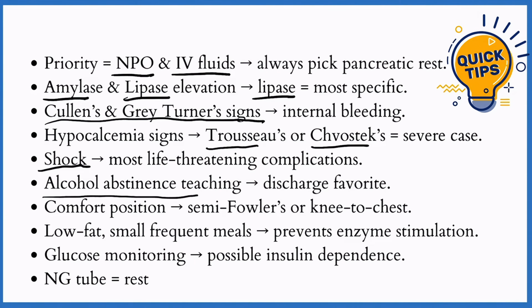You want to educate your patient, no alcohol, because we know that that can damage the pancreas more. The comfort position is semi-Fowler's position or the knee to chest position. And then encourage your patient to have that low-fat, frequent, small meals to prevent these enzymes to be stimulated. All right, glucose monitoring, again, something is wrong with the insulin because the pancreas is damaged, so remember that. And we can also place in an NG tube because we want to rest the pancreas as well.